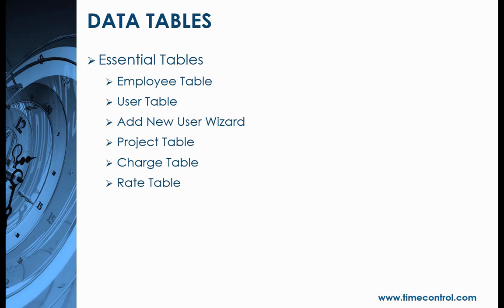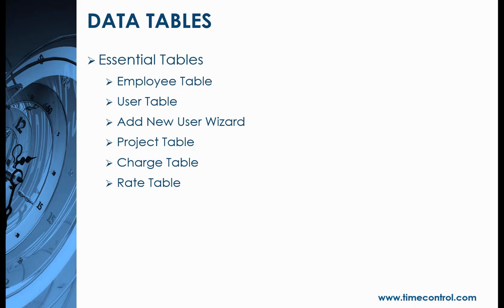Now that we've done our basic configuration and set up our user preferences, we can move on to populating the data tables that are required by time control. This includes information about the employees and the users, the projects and the tasks that are associated to them, some options for rates, and we'll also look at our new user wizard, which makes it simple to go and add new people to time control.